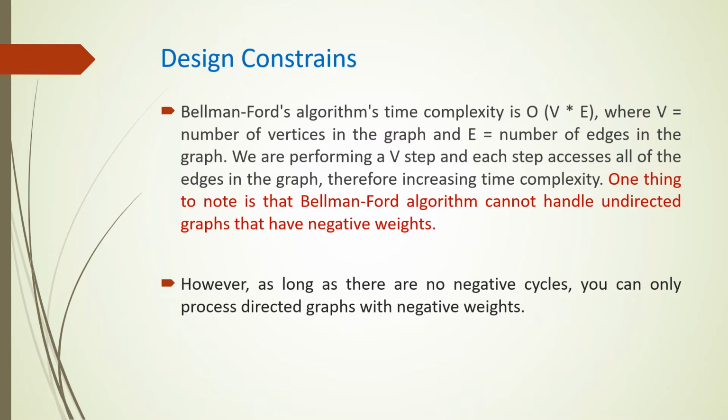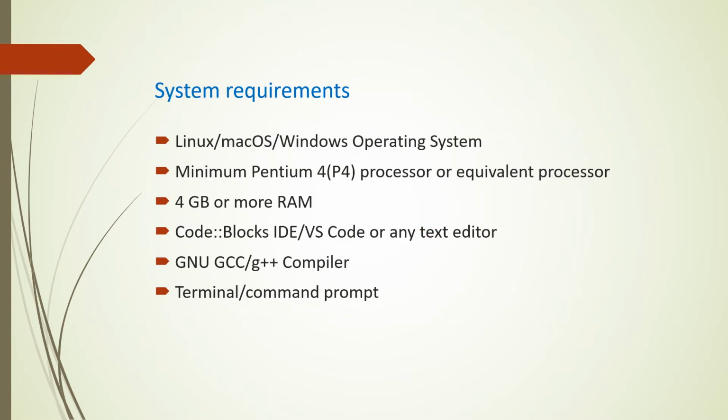The Bellman-Ford algorithm's time complexity is O(V*E), where V is the number of vertices in the graph and E is the number of edges in the graph. We are performing V steps, and each step accesses all the edges in the graph, therefore increasing time complexity. One important thing here is that the Bellman-Ford algorithm cannot handle undirected graphs that have negative weights. However, as long as there are no negative cycles, you can process directed graphs with negative weights.